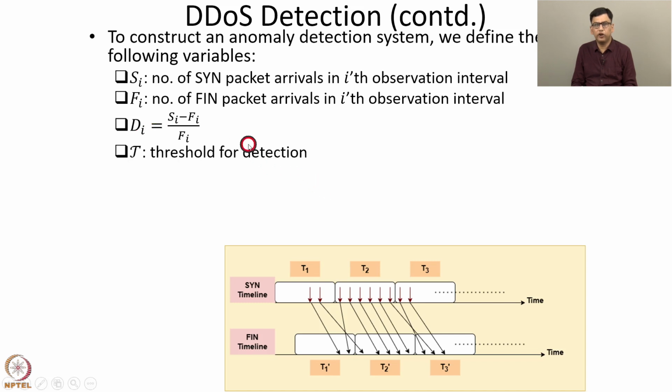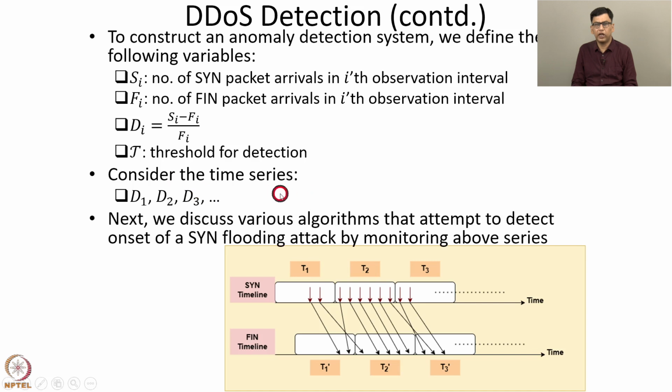Let tau be the threshold for detection. We design different algorithms to detect the onset of a SYN flood attack. Consider the following time series, D1, D2, D3 and so on. We will discuss different algorithms that attempt to detect the onset of a SYN flooding attack by monitoring this time series. If many of these Dis are large, that is indicative of a SYN flood attack.